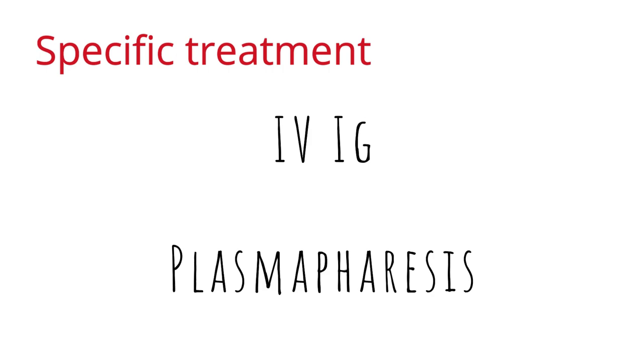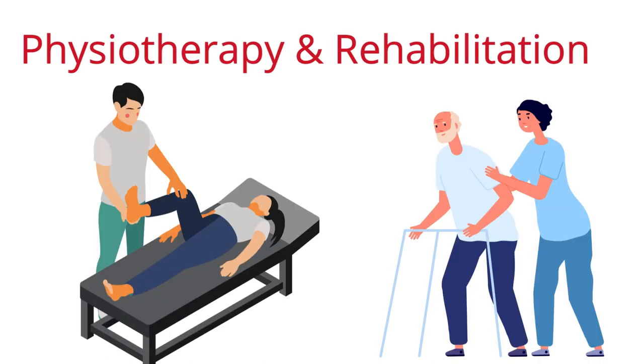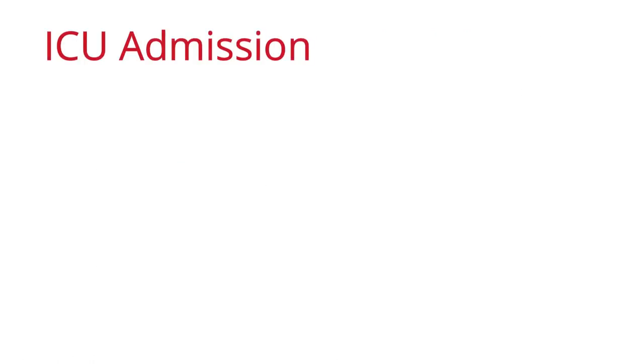The specific treatment that is targeting Guillain-Barre syndrome is intravenous immunoglobulin and plasmapheresis. They both are equally effective. Physiotherapy and rehabilitation is very important in these patients. Physiotherapy should be started very early and rehabilitation should also be commenced as soon as there's an improvement in the patients. So when do you admit these patients to the ICU?